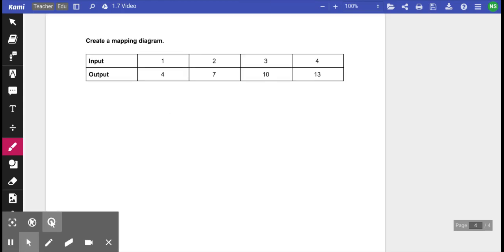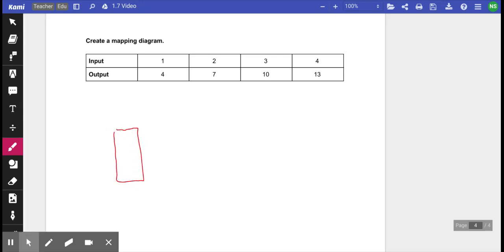You may be asked to create a mapping diagram, and all you do is I'm going to make 2 boxes. I'm going to have my inputs and my outputs. And I'm just going to list the values I see in the table. So we have 1, 2, 3, and 4 for input values. We have 4, 7, 10, and 13 for output values.